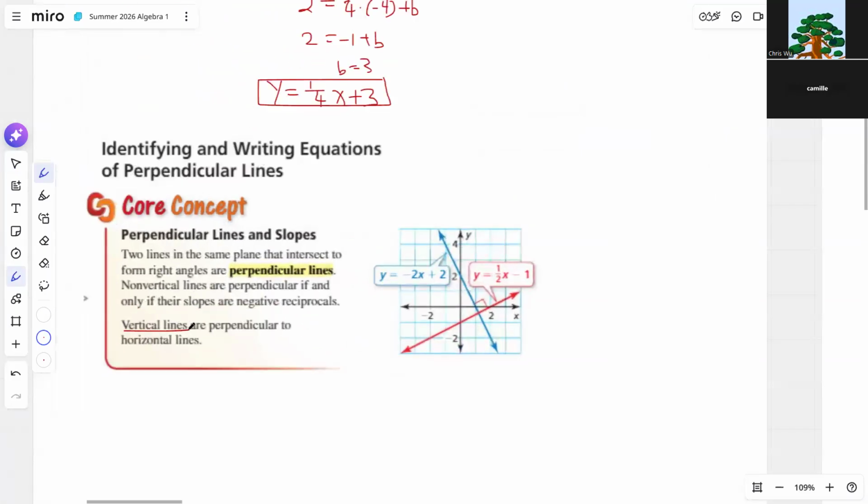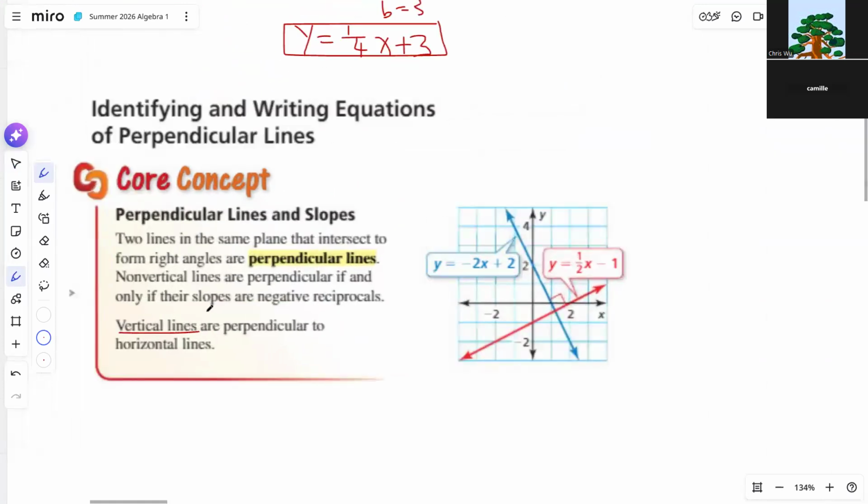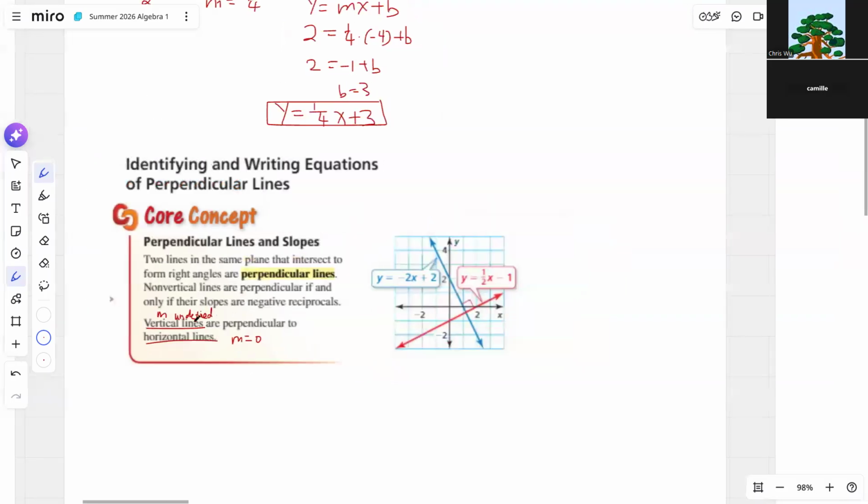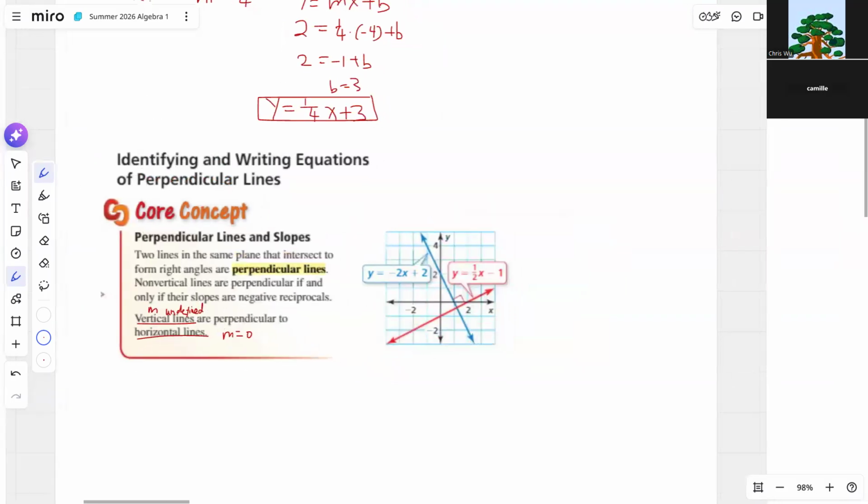The vertical lines are the ones that we say have an undefined slope, while the horizontal lines have a slope equal to 0, right? And for the vertical lines, we say m is undefined, because we're basically dividing a number by 0. We can say the slope is almost infinity. So how do we do this?